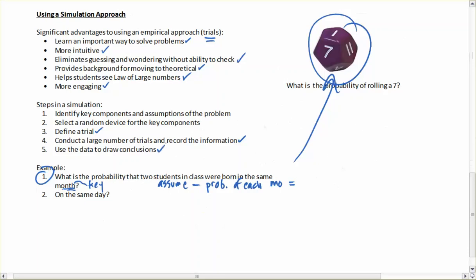And then we finally use our data to draw conclusions. So we've got a nice process that can carry students from beginning of facing a problem to trying to answer it, and that's the simulation approach. A lot of good advantages to using it.